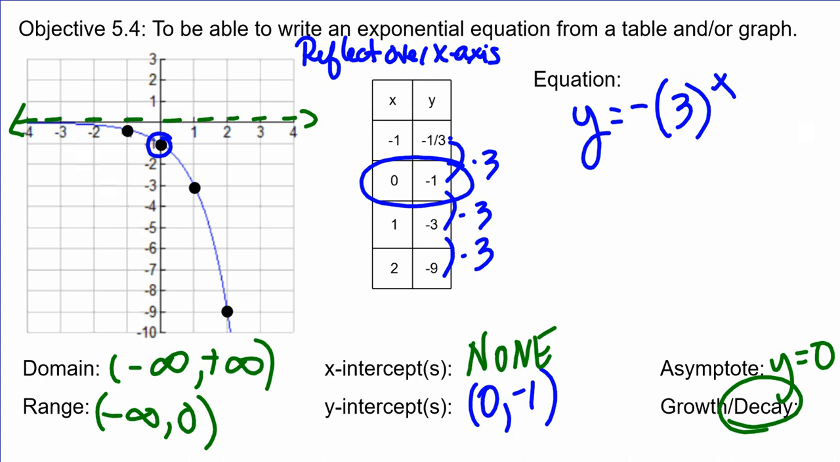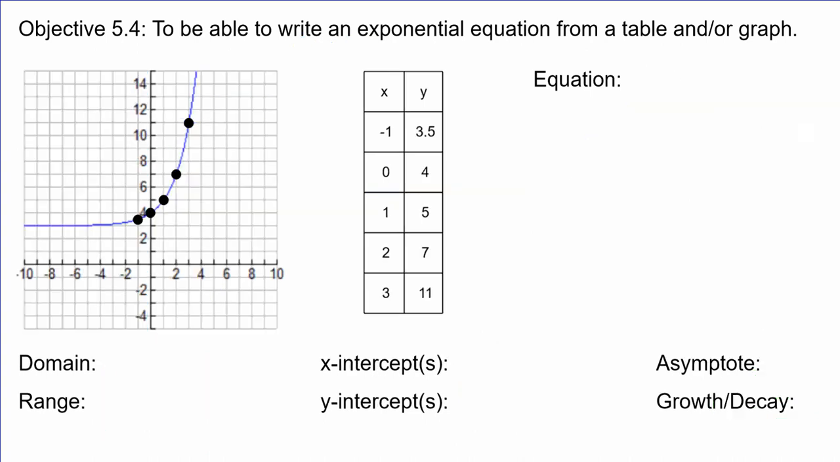Let's take a look at another scenario. So your next graph and table are the following. And we can say, well, what do we know about it? We can see based on our graph and the table, as x increases, your y's increase as well. So this is going to be an exponential growth. We also can identify a y-intercept in the table as well as our graph. And we can see our asymptote is now here at 3. So normally the asymptote's at 0, but we can see it's been shifted up 3 units.